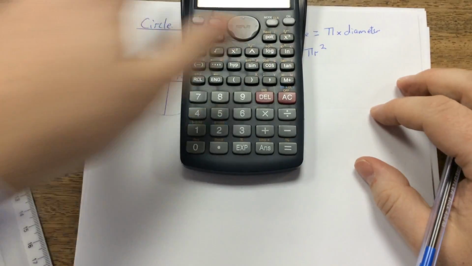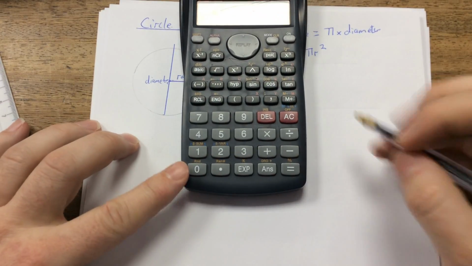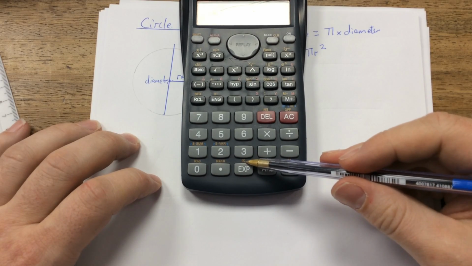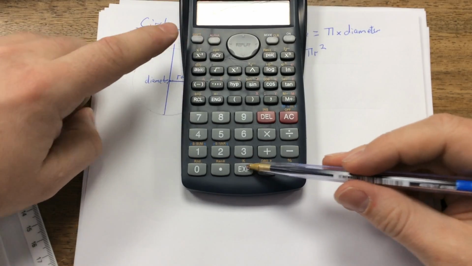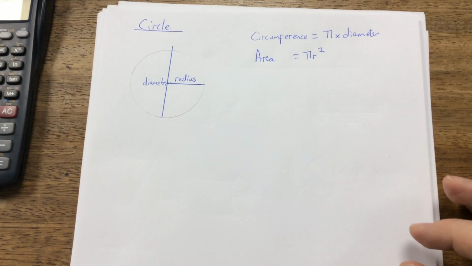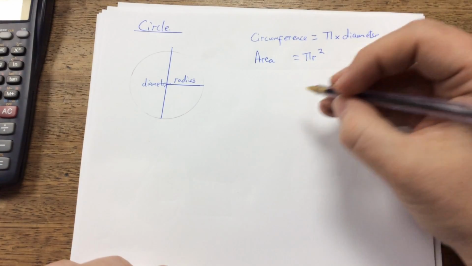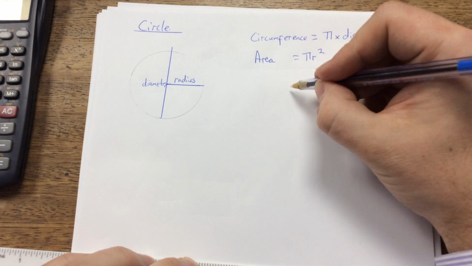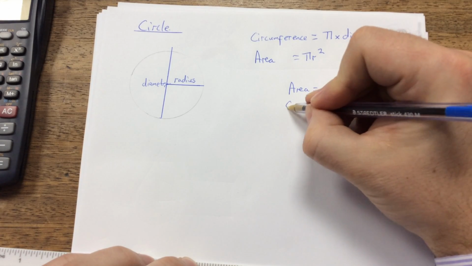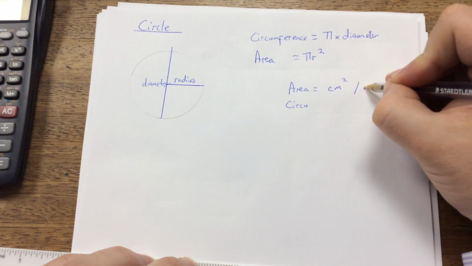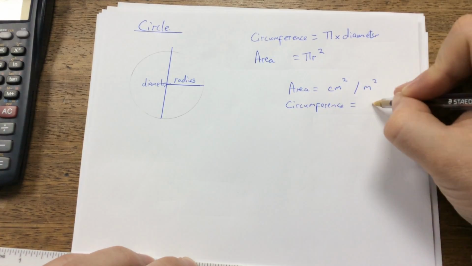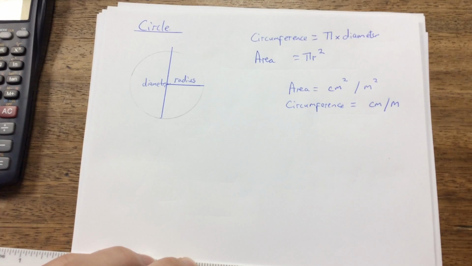To work out the pi button, you can either use pi as 3.14 or normally it's behind the times 10 to the x button or the exp. So then you have to press shift and exp to get that up. Okay, so that is circles. Before I move away, I'm going to remind you that area is always measured in centimetres squared or metres squared. Circumference is measured in centimetres or metres.